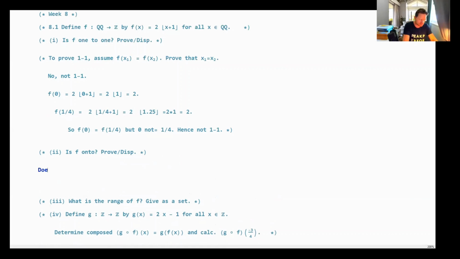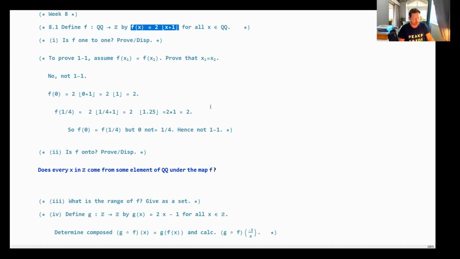Okay, so let's just write this. Does every x in this set come from some element of the rationals under the map f? All right. Now, to answer that question, you just look at what comes out of this, right? So the output of this is twice an integer, because the floor of a number is always an integer.